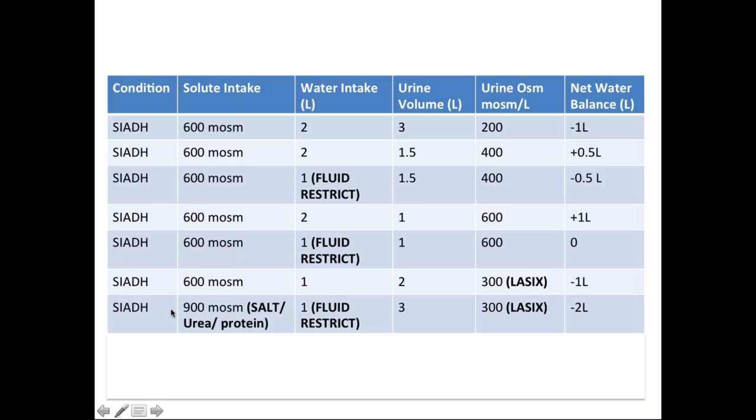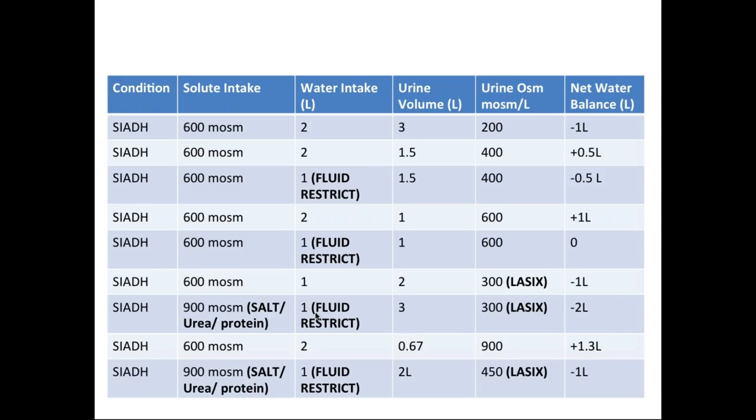Another approach is to increase their solute intake by increasing their salt, giving them urea capsules or urea tablets, or increasing their protein intake. And if you increase them to 900 milliosms, and you've also kept them on Lasix at 300, they will put out urine of 3 liters. If their urine osmolarity is 600, they'll put out 1.5 liters. So even with increasing salt and protein, and you increase their osmolarity to 900 and fluid restrict them to 1 liter, they will still be negative in terms of their water balance.